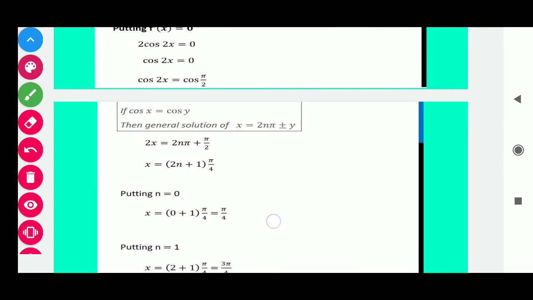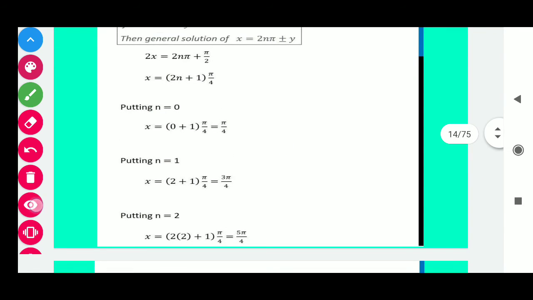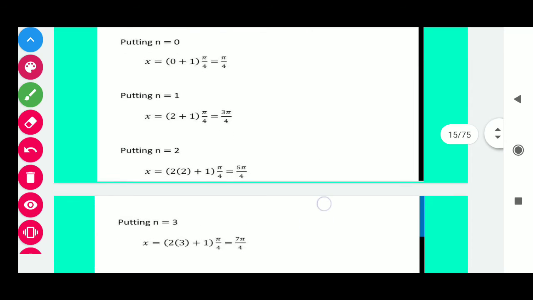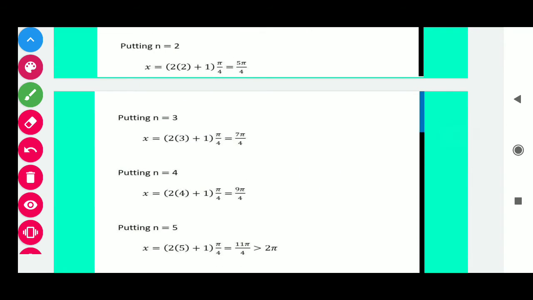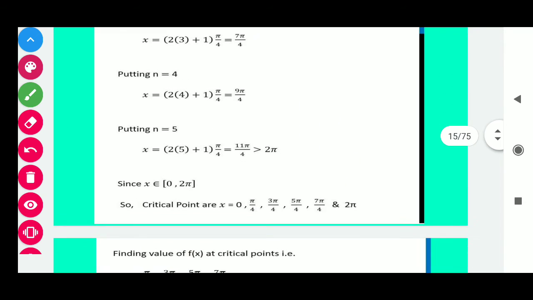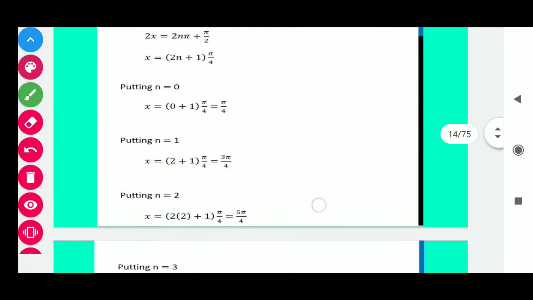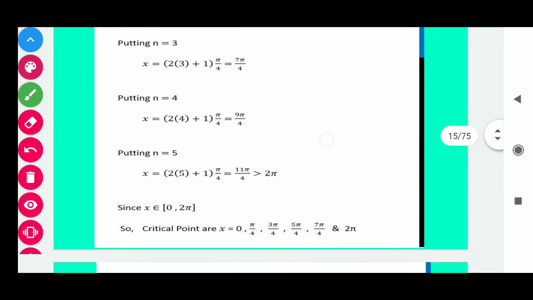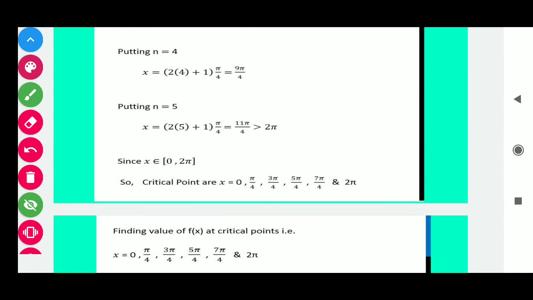Similarly students, if we put n equals 1, then we get x equals (2 into 1 plus 1), we get 3 pi over 4. Similarly, if we put n equals 2 in the same result, then we get x equals 5 pi over 4. So students, in the same way, we get more values by putting n 3, n 4 and n 5. But students, remember one thing, we take only those values that lie within the interval. Here we have the interval x lies between 0 to 2 pi.